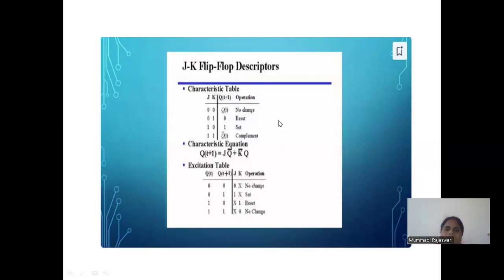Next, see how we find the excitation table in the JK flip-flop. First see the truth table of your JK flip-flop. When input J is equal to 0 and K is equal to 0, your output will be the no change condition. When J is equal to 0 and K is equal to 1, we get the output as reset, that is output is 0. When J is equal to 1 and K is equal to 0, we get the output as set. And when both inputs are 1, 1, we get the output as complement, that is the toggle condition.